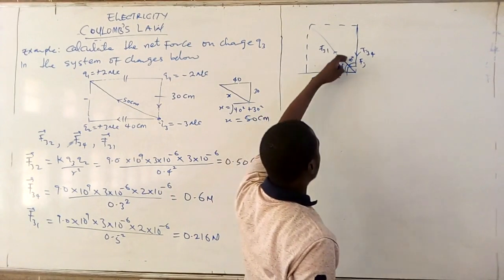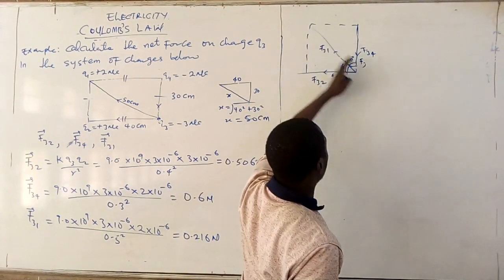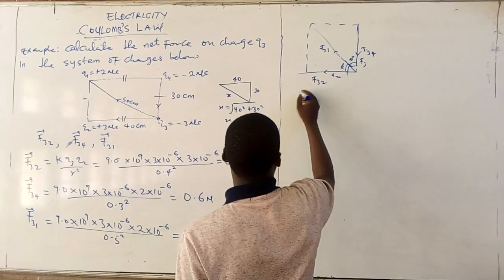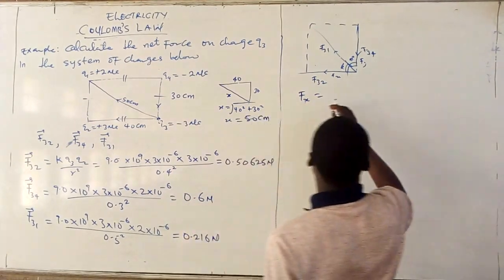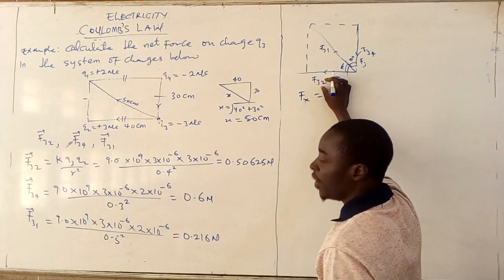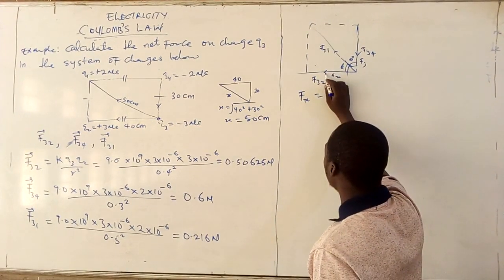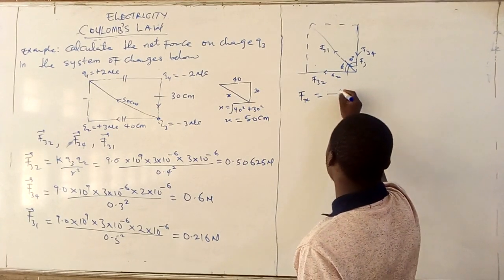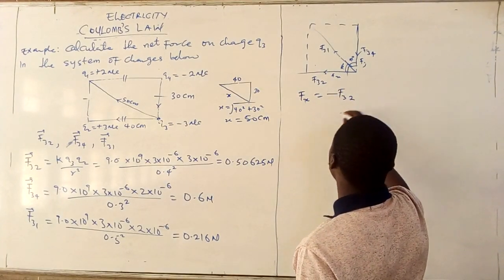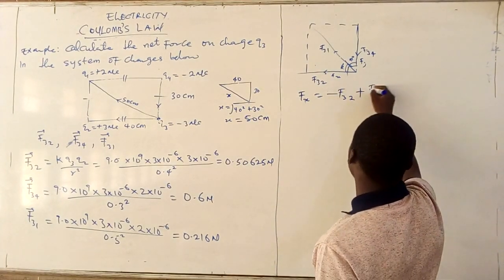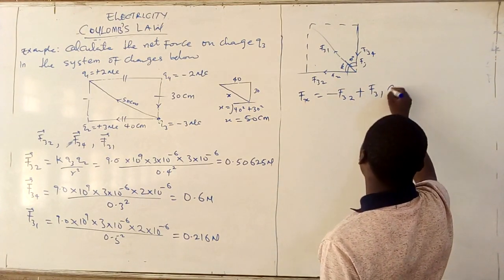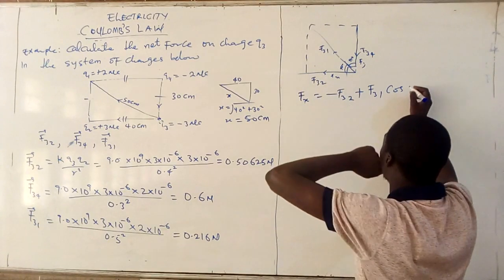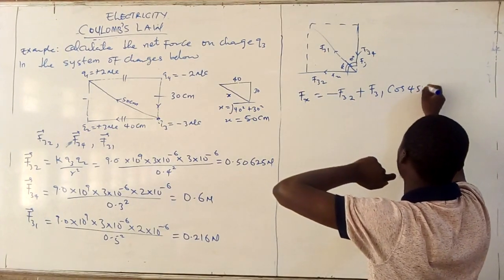If I like, I can resolve through this side or this side. Now we are going to have what? Our f of x will be equal to, originally in f of x we have f32, and this f32 is moving to the negative direction. Then we are going to have minus f32, then plus f31 cos, because if this place is sine, then this place will be cos. F31 cos 45 degrees.